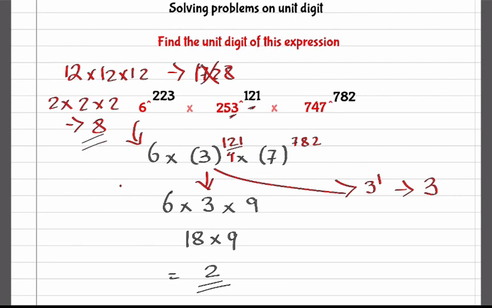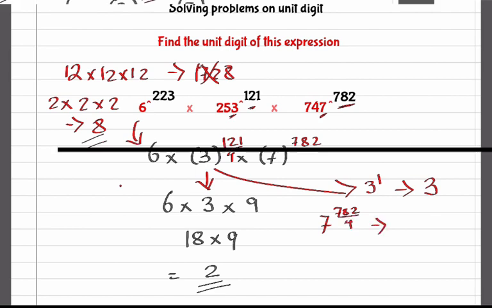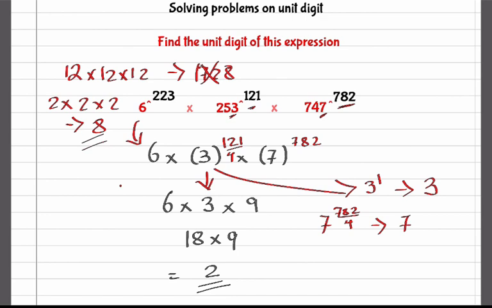Okay, similarly, this is nothing but 7 raised to 782. I am asking you, what is the unit digit of this? What is the cyclicity of 7? 4. So divide 782 by 4. The remainder is 2. So this is similar to 7 squared. 7 squared has a unit digit of 9. So this has a unit digit of 9. Let's multiply 6 into 3, 18, into 9. 8 9s are 72. I just want the unit digit. So the unit digit is 2.